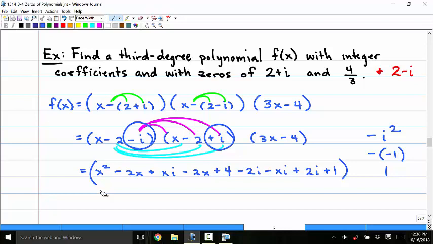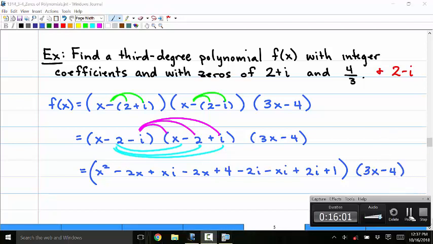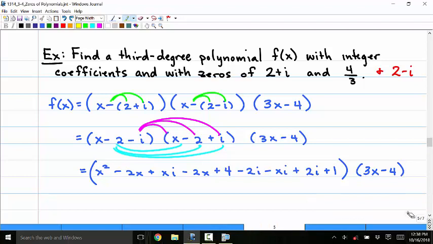Instead of doing negative i squared, it's a positive 1. What else do I have to multiply all that by? 3x minus 4. Exactly. So I still have times 3x minus 4. Let me pause it and let you catch up. All right, now let's see what kind of goes away.